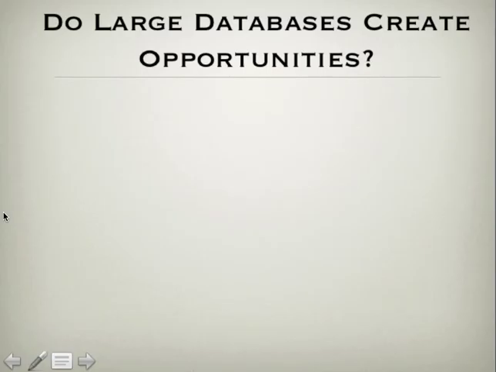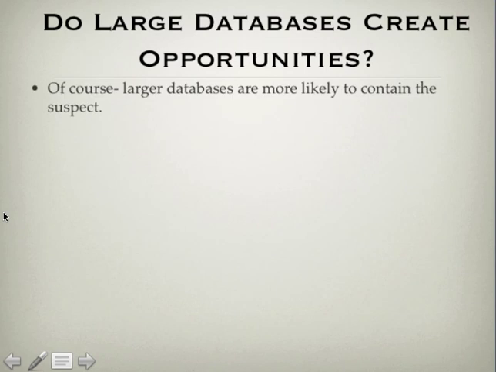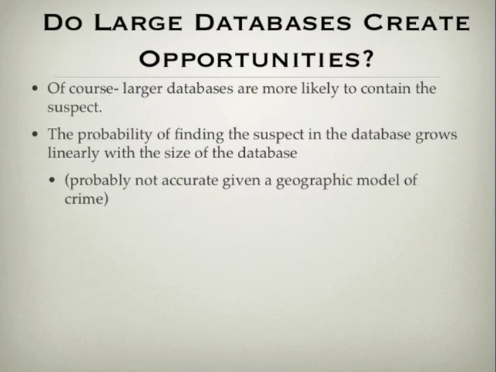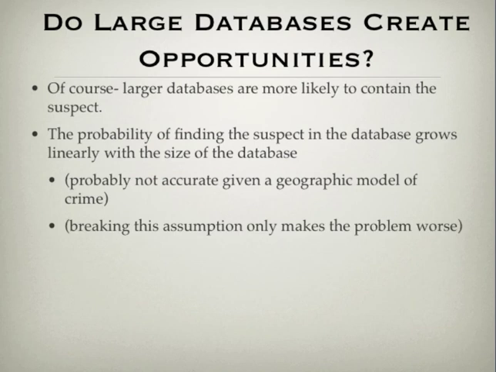So that's not good. But is there a flip side? Do large databases create opportunities as well as problems? Well, of course, larger databases are more likely to contain the suspect. That's the whole point of using larger databases. The probability of finding the suspect in the database will grow, and in our case, we assume linearly with the size of the database. This is probably not completely accurate given a geographic model of crime, where as you increase your database from a city jurisdiction to a county to a state to a national jurisdiction, you're less and less likely to find the suspect in the database because crime tends to be more local.